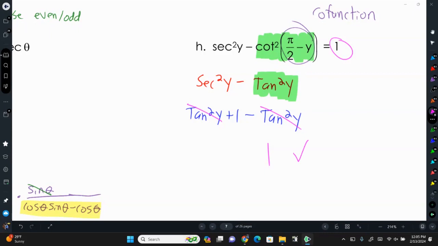So like I said, because I've done these before, maybe not this specific problem, but identity problems, I have an idea of where we're going.